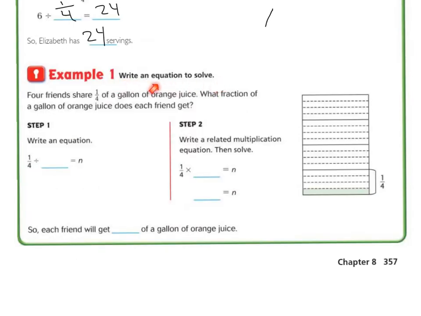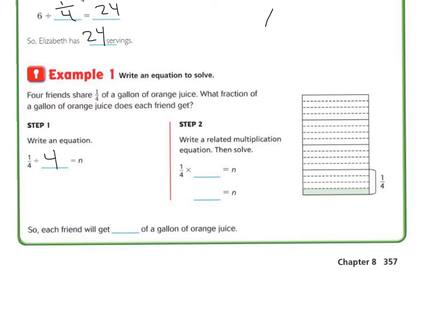So example number 1, we're going to write an equation to solve. 4 friends share 1/4 of a gallon of orange juice. What fraction of a gallon of orange juice does each friend get? So let's write the equation. 1/4 divided by 4 equals n.